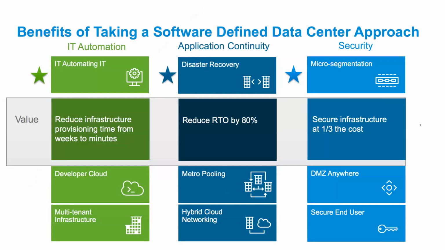But at the end of the day, what we're taking away from this SDDC approach is several things. From an automation standpoint, we reduce infrastructure provisioning from weeks to minutes. So we can spin up a developer cloud, we can spin up multi-tenancy with ease. From an application continuity standpoint, we spoke about routing and switching in two different data centers, but with the ability to route and switch and make it look like one data center. We kind of developed this hybrid cloud of networking, or metro pooling, where every data center can provide some type of resource that we can all use, and this reduces the RTO by 80%.